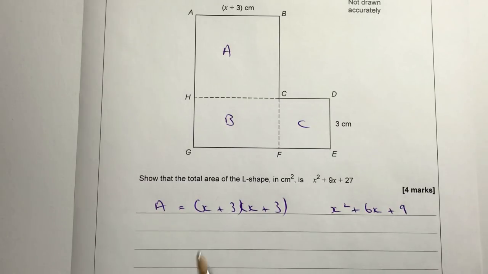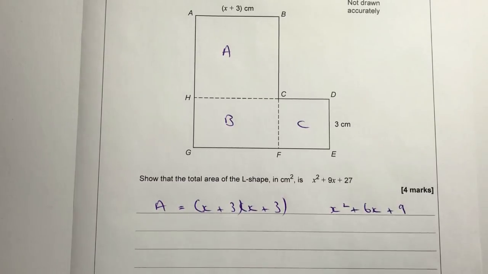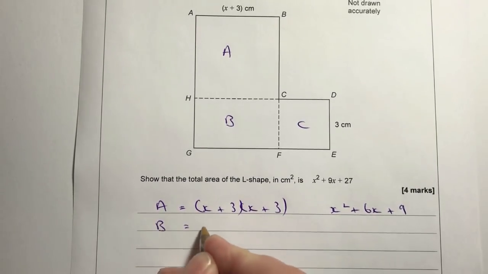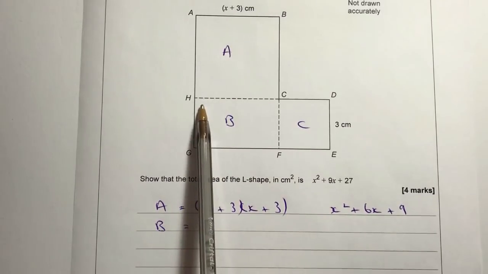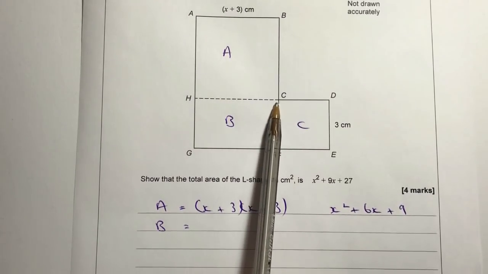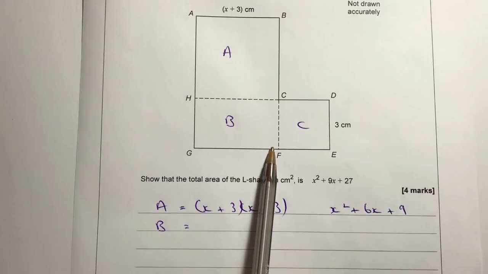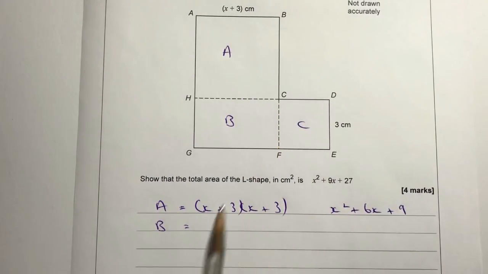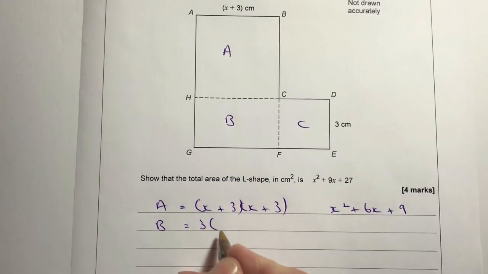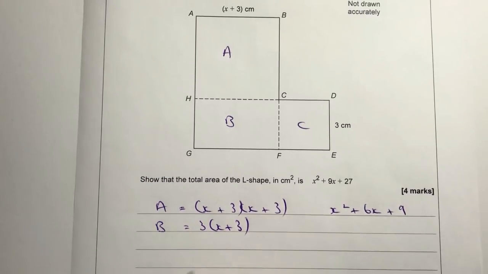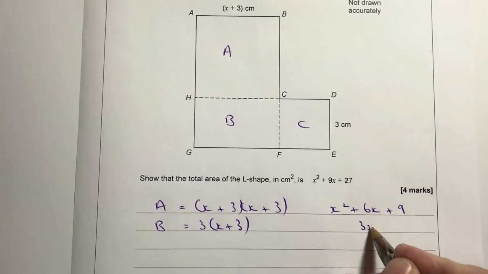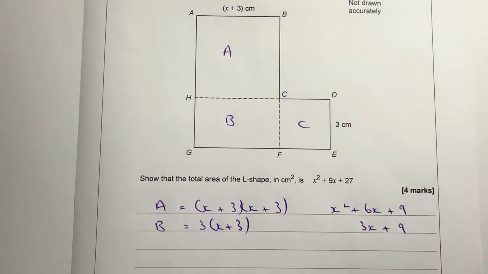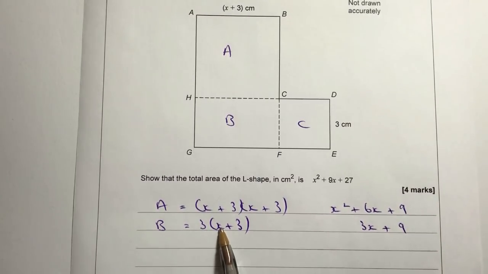Please do refer to some of the other videos if you're not sure about what I've done there. Let's have a look at B. The area is going to be x plus 3, which is this length along here, multiplied by 3, which is this depth along here. So I'm just going to write that as 3 times x plus 3. If I multiply that out, I get 3x plus 9. Hopefully you can see that: 3 times x, and then 3 times 3 is 9.